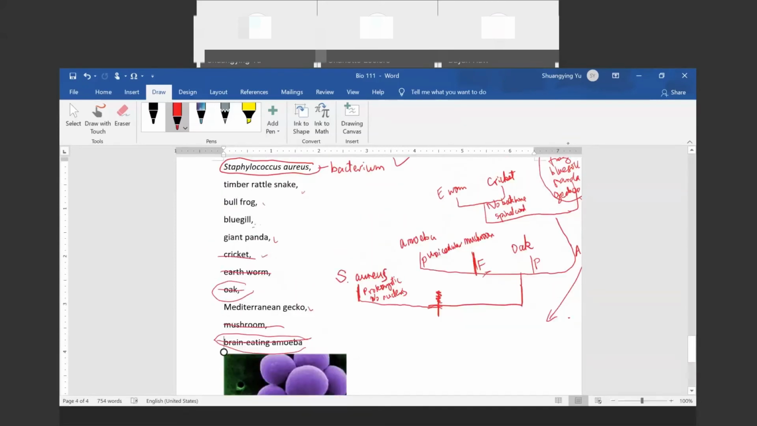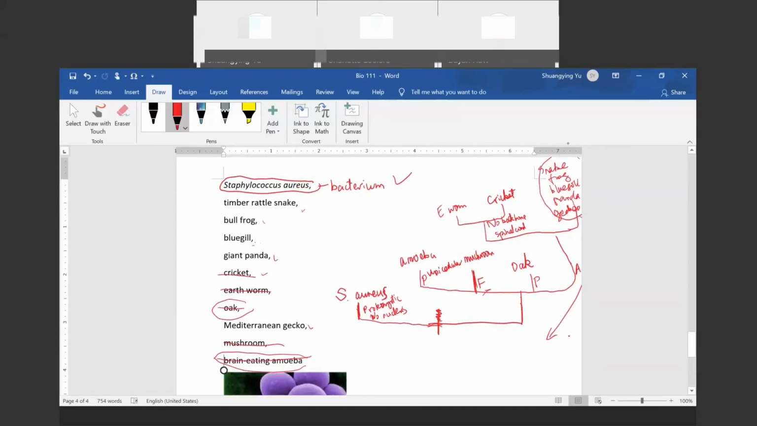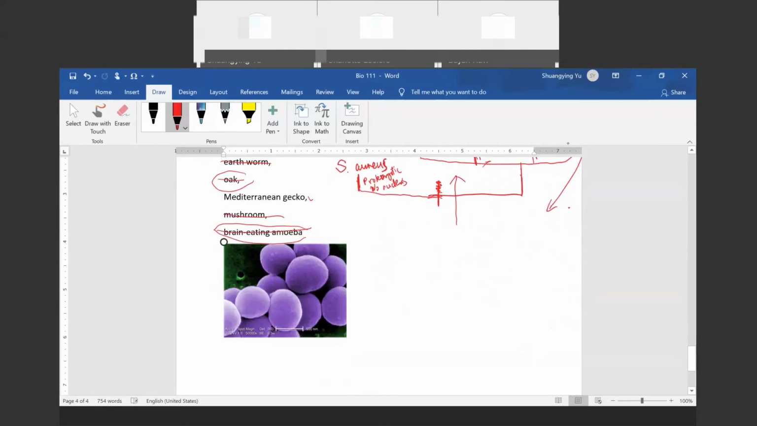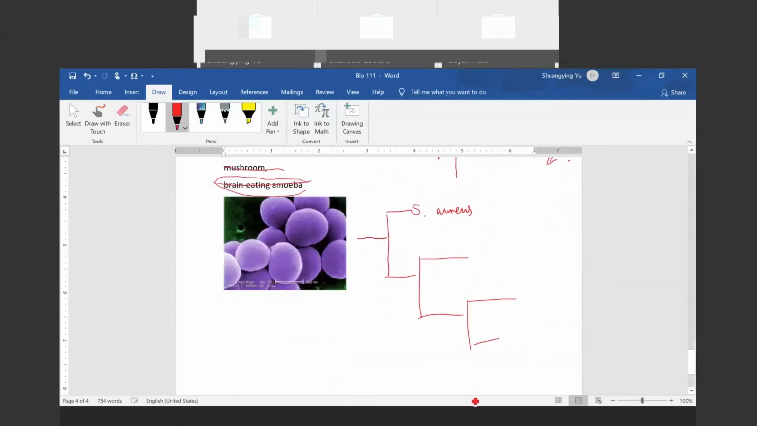And the tree I drew here is a vertical tree, from the bottom up. You can also do it horizontally. So this is a common ancestor, and then you can do the bacteria, and you can draw it this way too. So this is a horizontal tree.